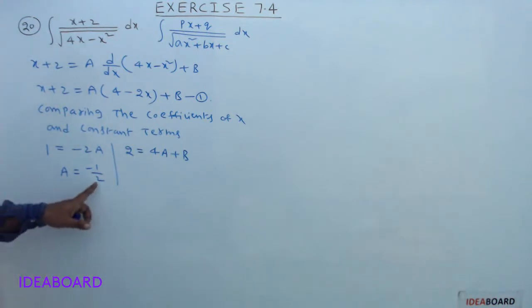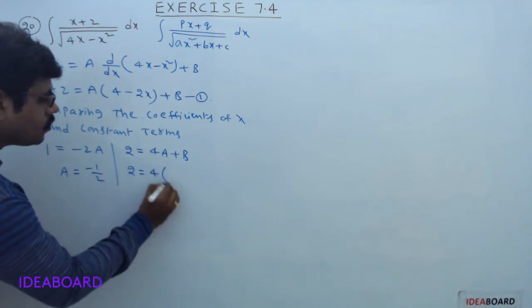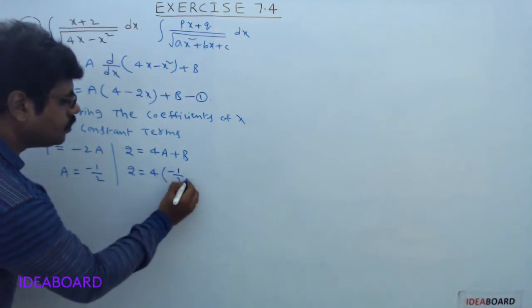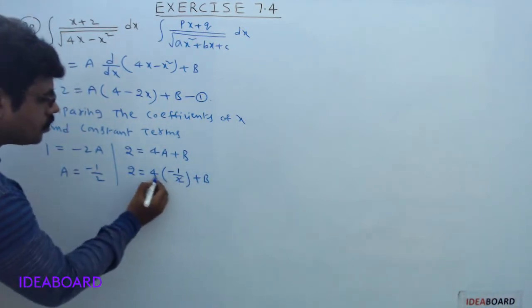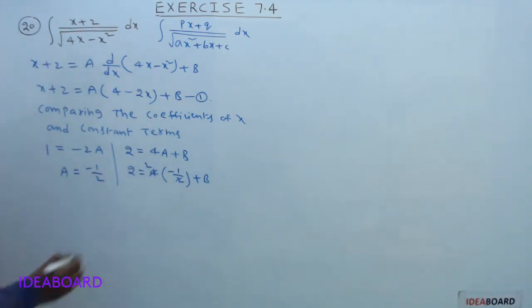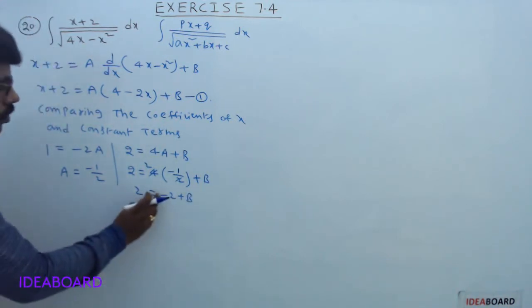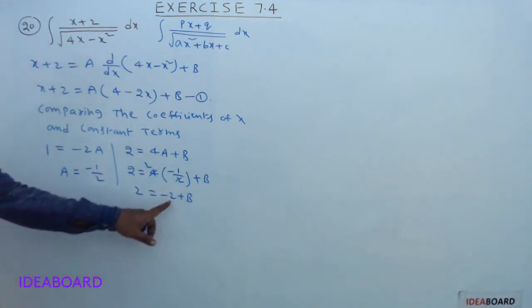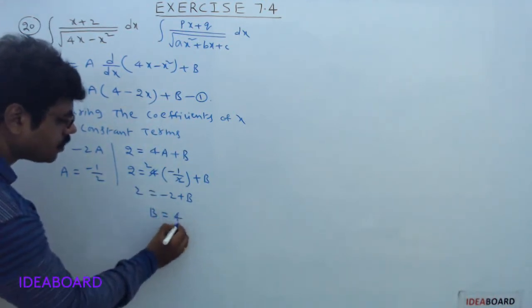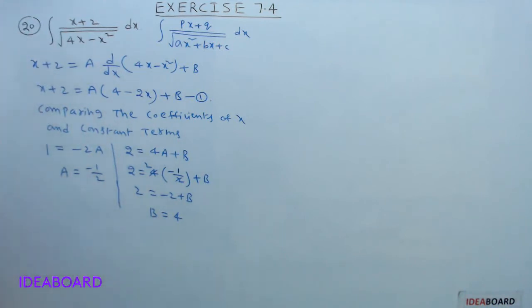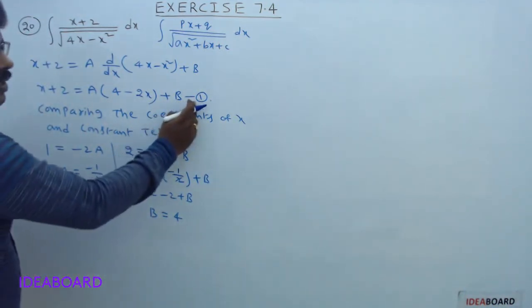Now substitute this a value in this equation. 2 equal to 4 into a value, minus 1 by 2, plus b. Now here 2 will be cancelled in 4 2 times. Now 2 equal to minus 2 plus b. Bring this minus 2 from RHS to LHS. So therefore b equals 4. Now substitute the values of a and b in equation 1.